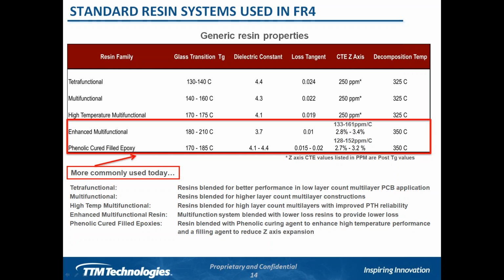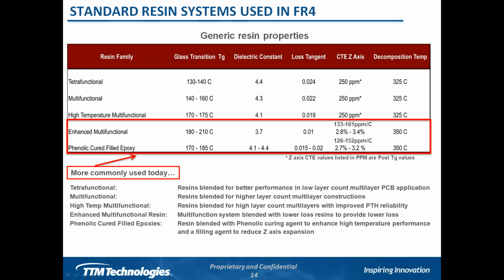And then as we progress into materials that are more capable of surviving lead-free processing, we get to higher TGs, and the material composition or the plastic composition of these materials tends to become a little more involved. So we go from tetrafunctional to multifunctional to enhanced multifunctional, where the supplier is adding additional ingredients into that mix in order to get that glass transition temperature higher. And then finally, we have a cured phenolic filled epoxy. All these are just different resin types.